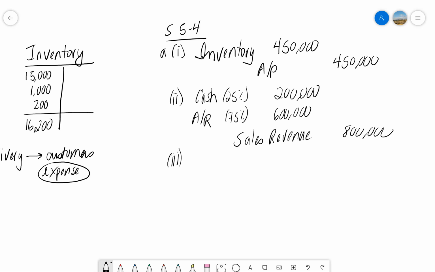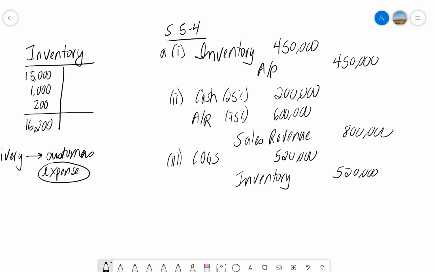So then all we need to do is, cost of goods sold is an expense. Whenever we record an expense, we record it with a debit. So 65% of 800,000, that's going to be 520,000. And the credit is going to go to our inventory account because our inventory is now going to be reduced because we've sold that amount.